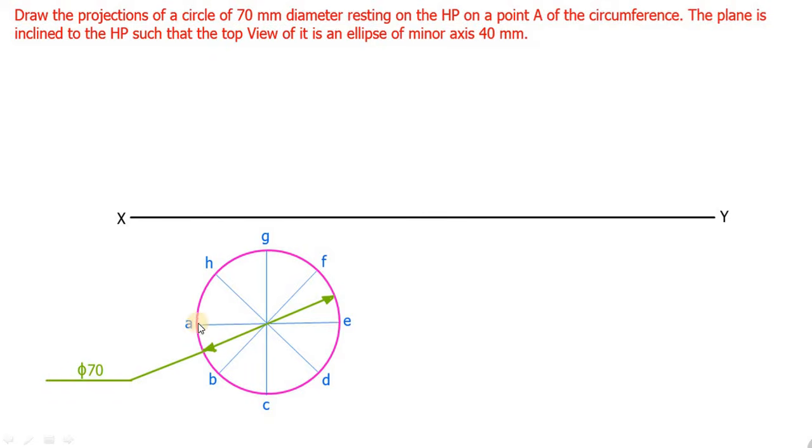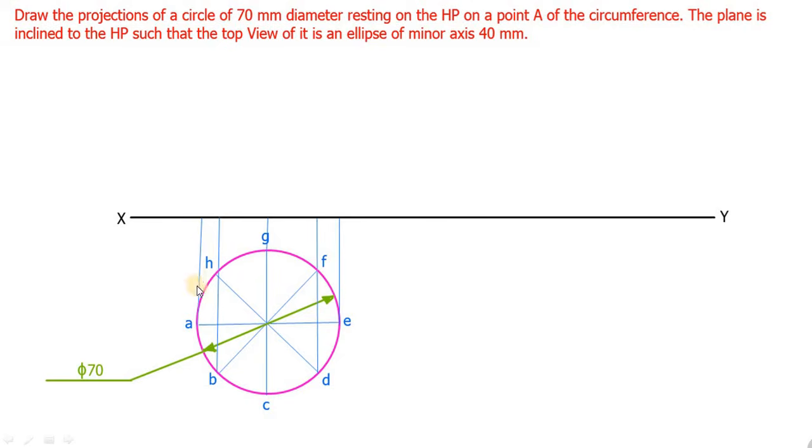Then project all the points on the circumference of the circle. Project all the 8 points towards XY, in which B and H will be on the same line, C and G will be on the same line, and similarly D and F will be on the same line. I have projected all the points. Then name the points.